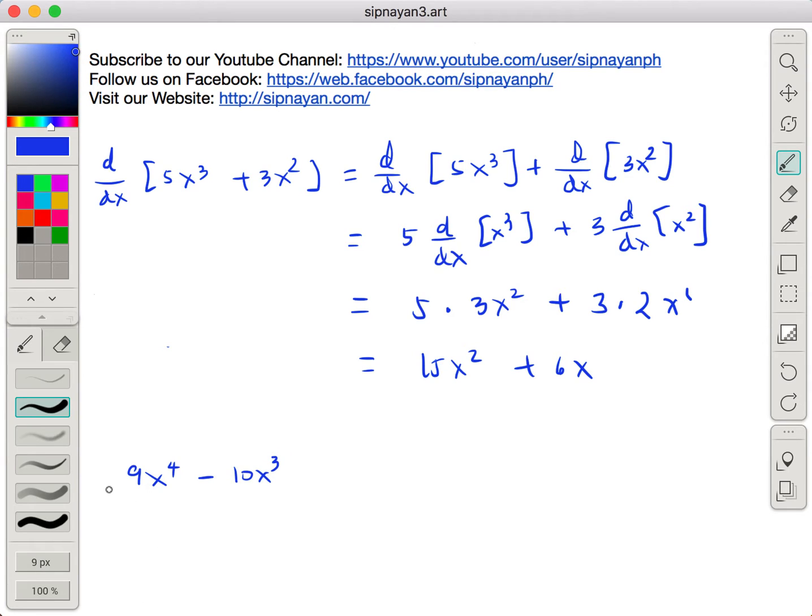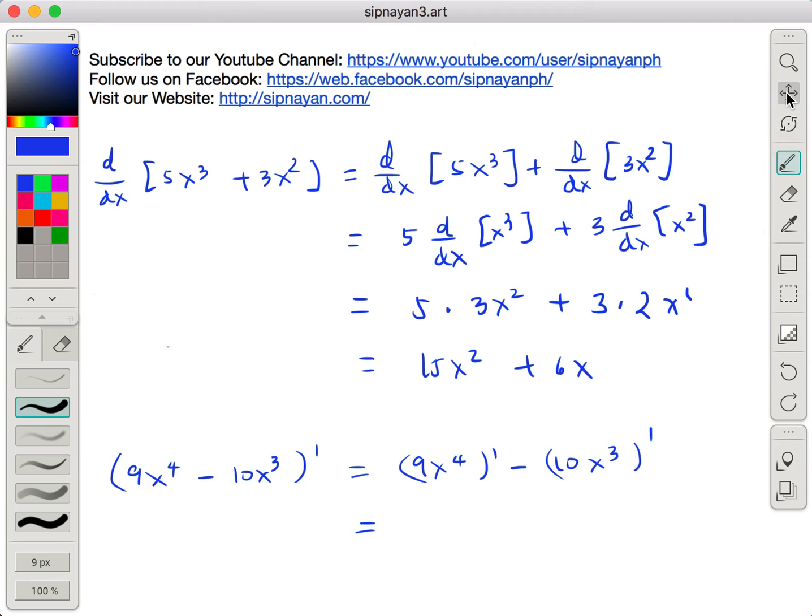Okay. So, gamitin naman natin yung notation naman ni Lagrange, no? This is Leibniz notation. So, ito, kukunin natin yung derivative nito, 9x to the 4th. No? We get the derivative. And then subtract, and then get the derivative of 10x cubed.